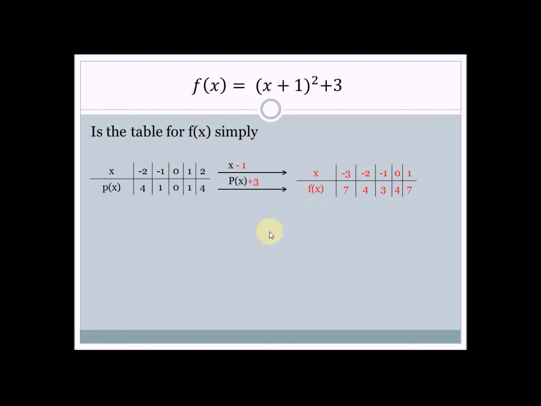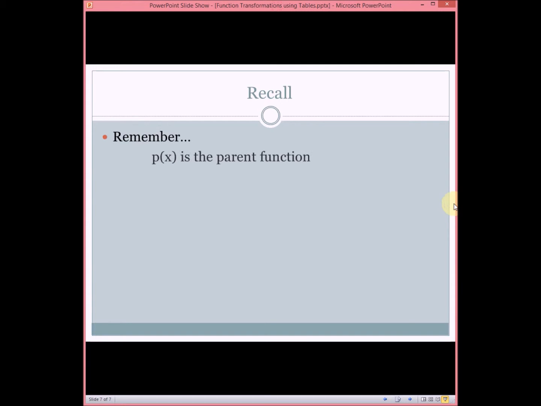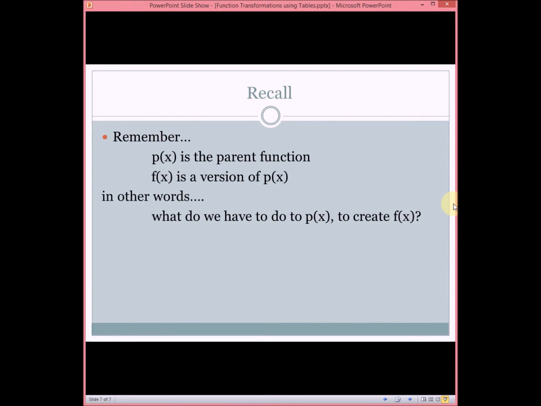Now let's explore our burning question. Why is it we do the opposite for plus 1, and yet we follow the plus 3? Remember that p of x, well, he's the parent function. And we call them parent functions because they carry basically all the major characteristics of everybody in their family. In this situation, x squared. So f of x then is really just a version of p of x. In other words, he's just a version of the parent function. So what we're really trying to say is, what do you have to do to the parent function to create f of x? And that is what I'm going to show you right now.